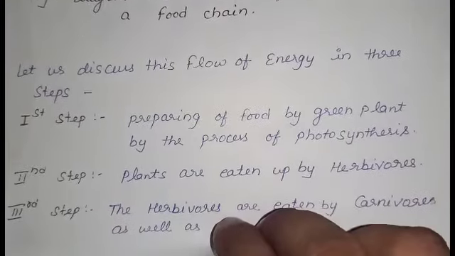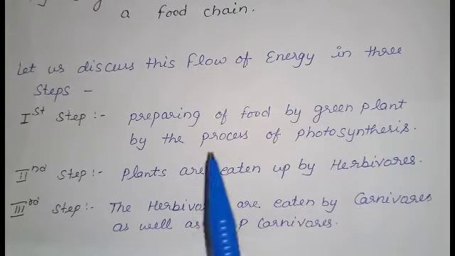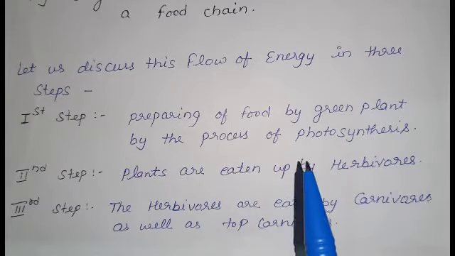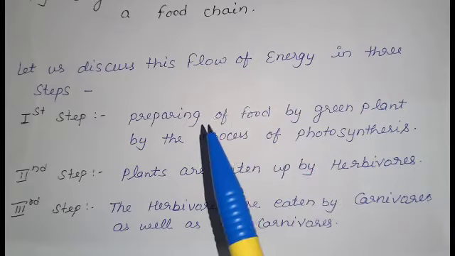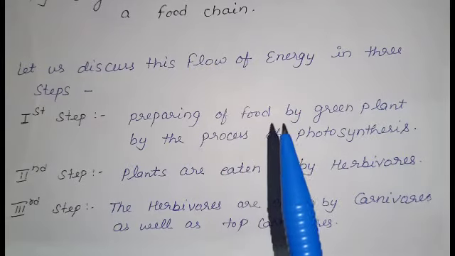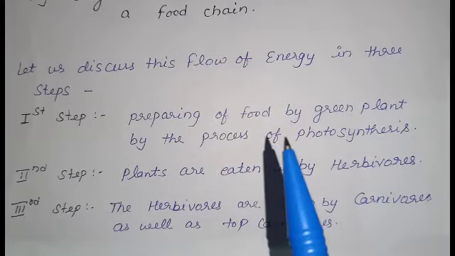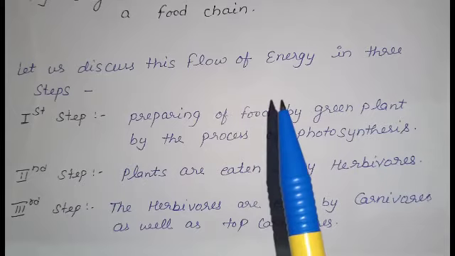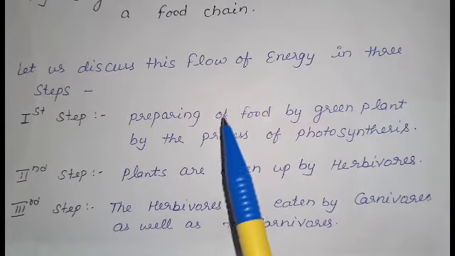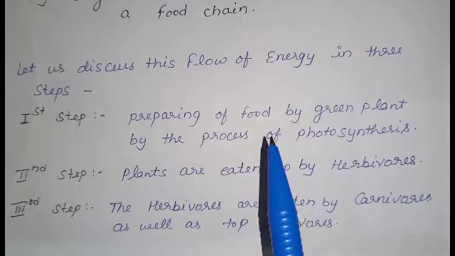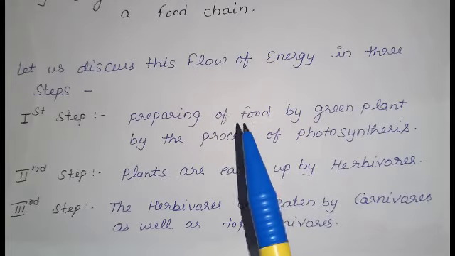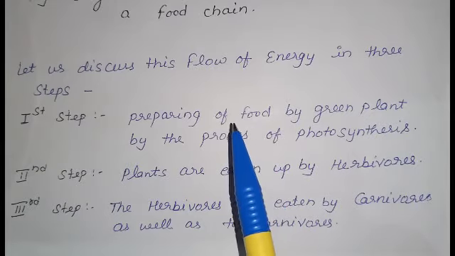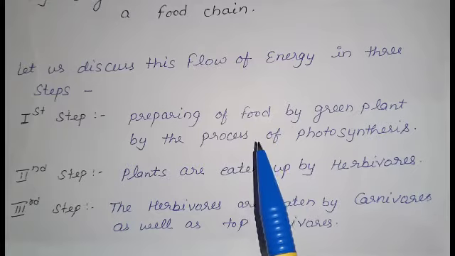Now the first step, preparing of food by green plants by the process of photosynthesis. The green plants have a mechanism of trapping solar energy with the help of their green pigment called chlorophyll. The green plants, after trapping the solar energy, convert it into chemical energy which is stored as carbohydrate in the plant. Thus, the initial point where energy from the environment enters into the living component of the ecosystem is the process of preparation of food by green plants through the photosynthesis process.